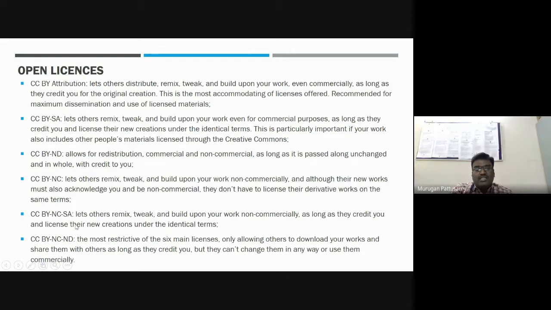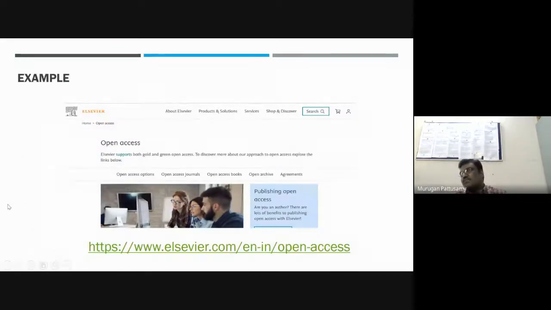So CC by NC SA, CC by NC, CC by ND, and CC by NC ND are the most restrictive in nature, but CC by SA, CC by attribution, and CC public domain are the most free in nature, free in the sense of being less restrictive, which means that you are free to use those sorts of materials for your own consumption as well as for your own teaching and learning process. The conclusion is this is nothing but open access.